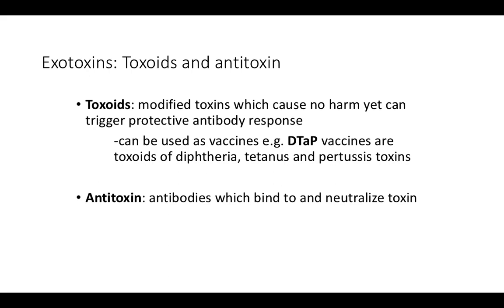We made a big deal, you guys, about toxins that bacteria can make. So remember the protein exotoxins that bacteria can make, both gram-positive and gram-negative. Some of the vocabulary we need to remember are toxoids, modified toxins which can cause no harm, yet they can trigger a protective antibody response. These toxoids can be used as vaccines. For example, the DTaP vaccine protects against diphtheria, tetanus, and pertussis. Antitoxins are antibodies against the exotoxin. For example, antibodies could bind to the exotoxin and neutralize it so the toxin can't bind to our cells. And if the exotoxins can't bind to our cells, they can't cause harm.